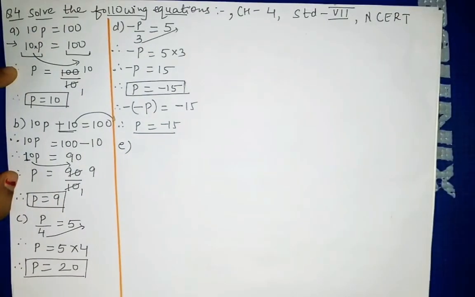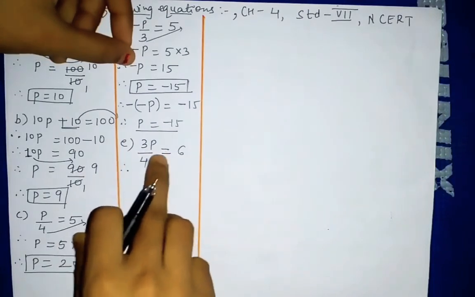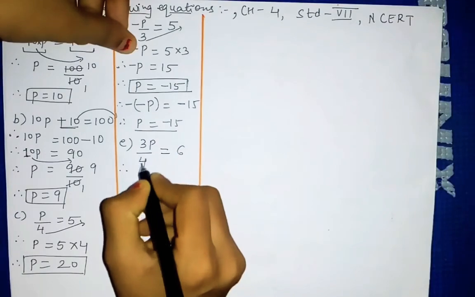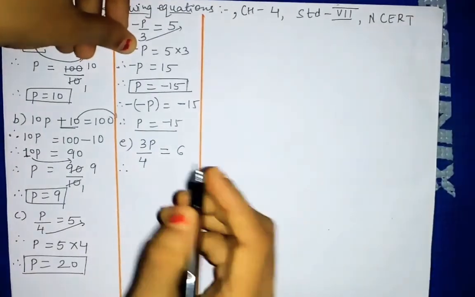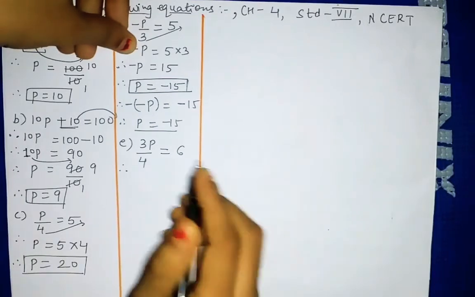Now moving ahead with the next question. Now the next question is 3p upon 4 equal to 6. Now we have the fraction 3 upon 4. So one by one we will remove. First we will remove this 4 and then we will remove the 3.